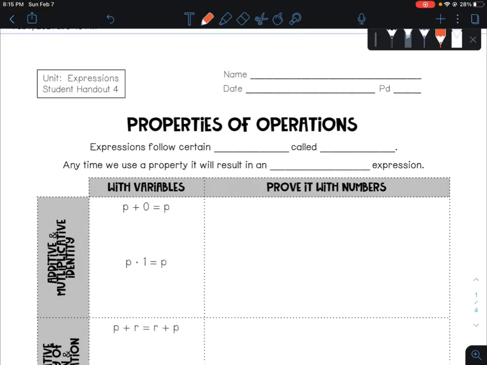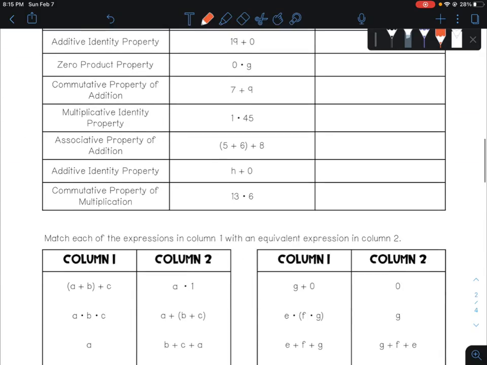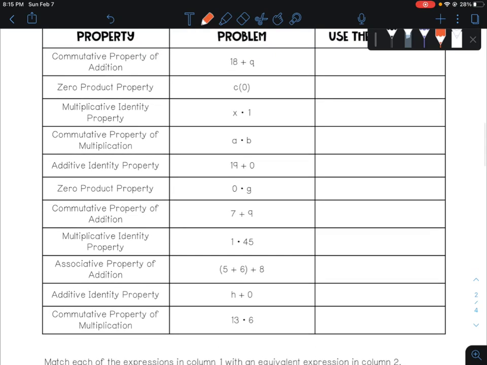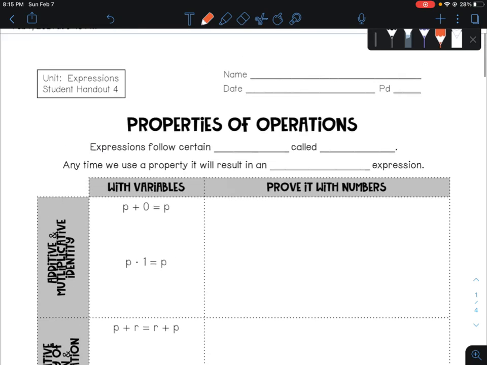For lesson 4 of our expressions unit, we'll be talking about the properties of operations. We know some of these already, but we're just going to be a little bit more in depth, and then we'll practice using them to see why these might be useful going forward in our expressions unit.